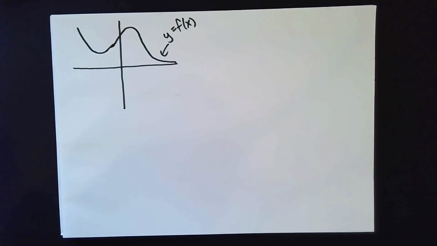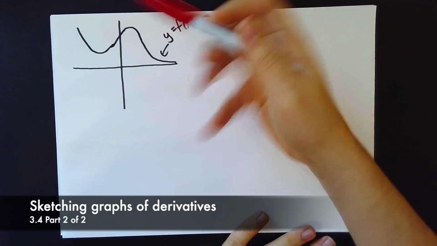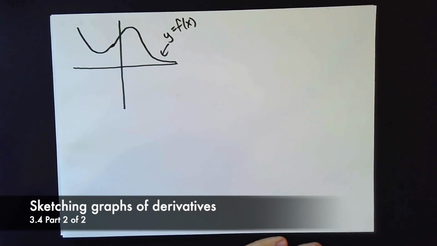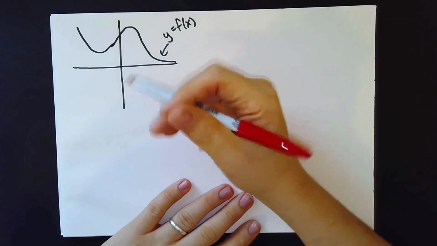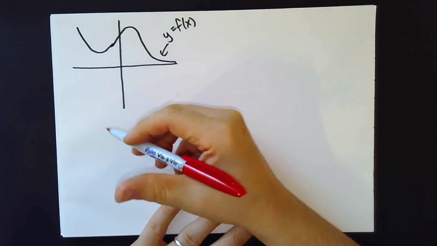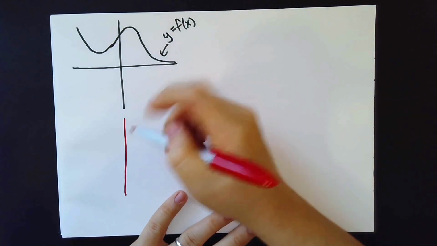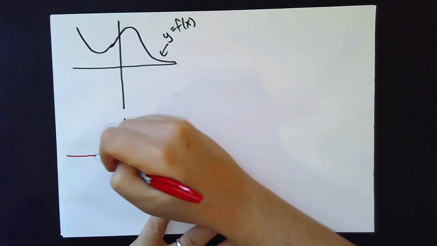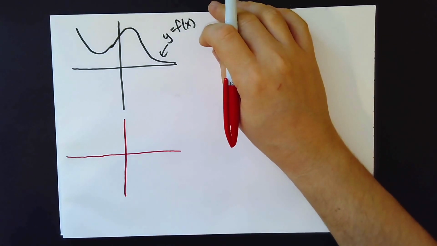Welcome back. In this video, our goal is to talk about how to do questions where you're given a graph of some function, like this one for f of x, and we're asked to sketch what the graph of the derivative looks like. Now, when you go about doing this, I recommend putting a set of axes to draw the graph of the derivative on immediately below the graph whose derivative you're sketching.